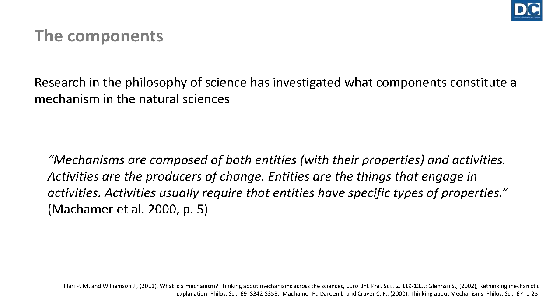And they say that mechanisms are composed of both entities with their properties and activities. Activities are the producers of change, and entities are the things that engage in activities. And activities usually require that entities have specific types of properties. So Machamer and co-workers adopt a rather dualistic perspective on the main components that constitute a mechanism. They also talk about other components, but today we will just focus on entities and activities. And I will show you in the following how that translates to organic chemistry.